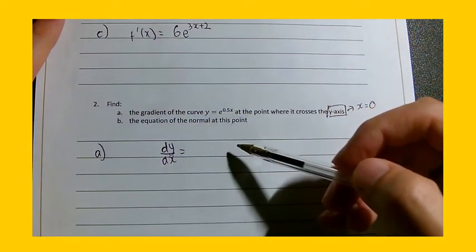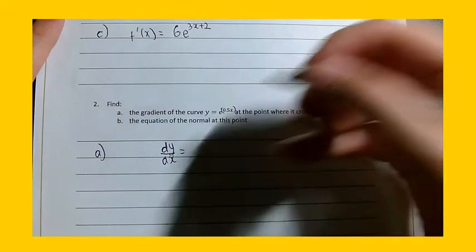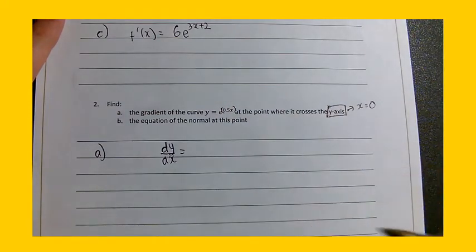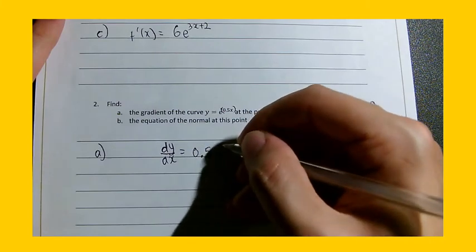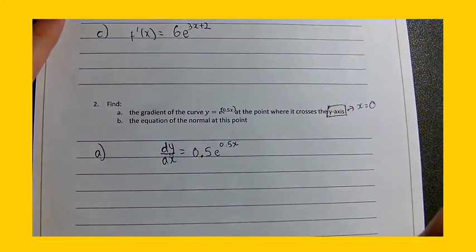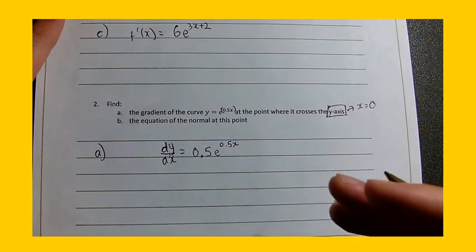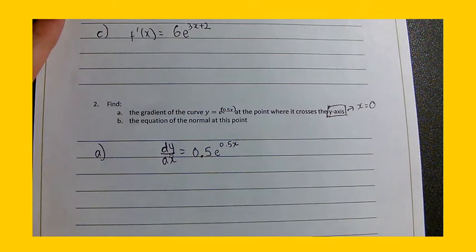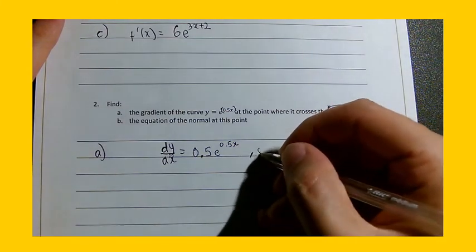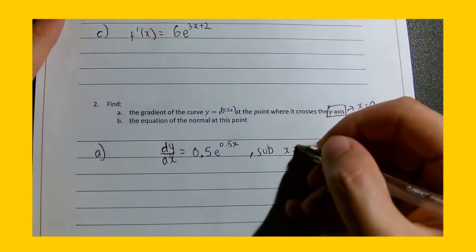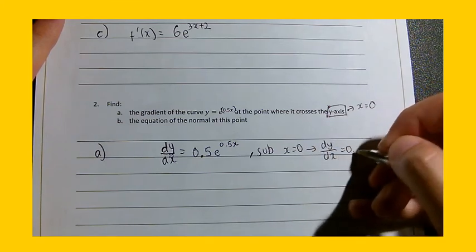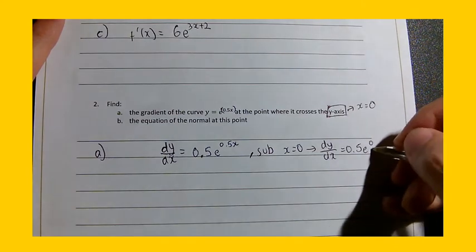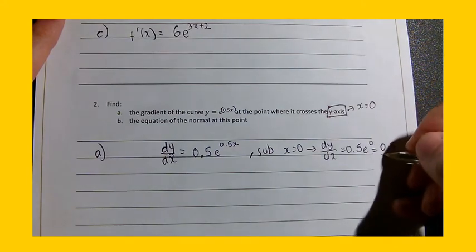So you've got e to the 0.5x. Again, focus on the power. 0.5x. Differentiate that in your head. It's 0.5. Bring it down in front of the e. Okay. Now, all you need to do, you've got the gradient function. To find the gradient where it crosses the y-axis, you just sub x equals 0. And when you do that, you get dy dx equals 0.5 e to the 0, which is just 0.5.